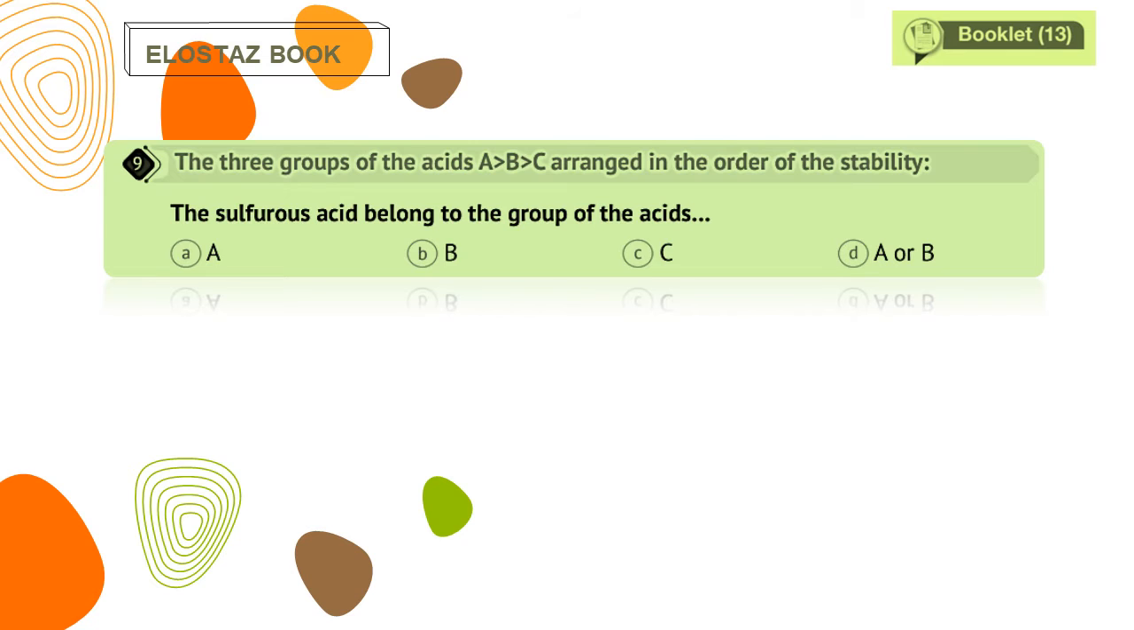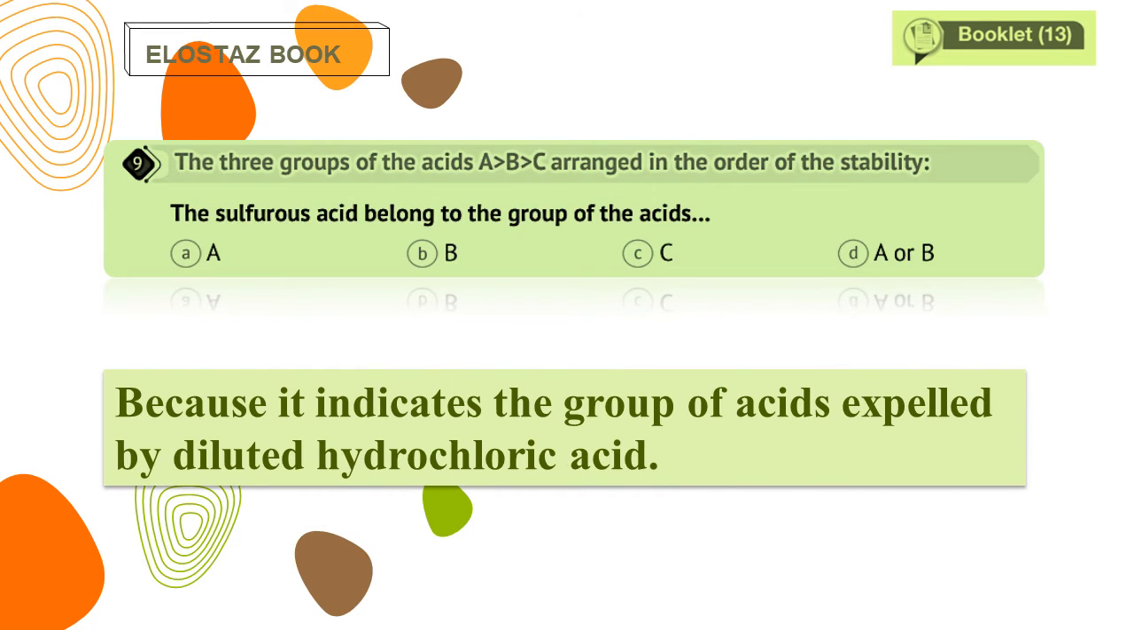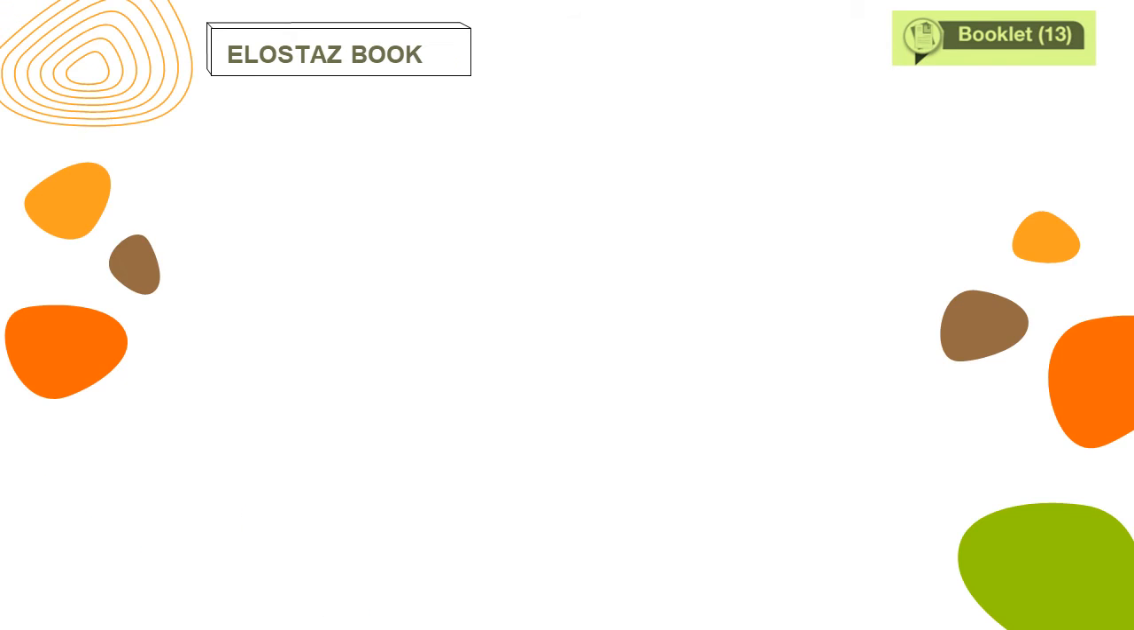It will not be A alone or B alone. It will be the letter C, the acid that is less stable, the acid expelled by the effect of diluted hydrochloric acid, as hydrochloric acid is stronger than it. So hydrochloric acid will be A or B, but sulfurous acid in our question will be letter C. Okay, let's go to question 10.